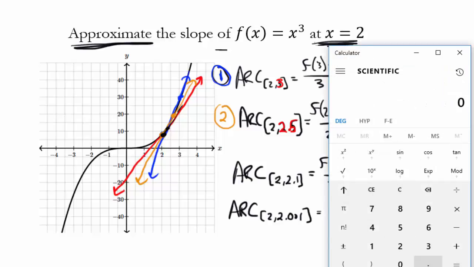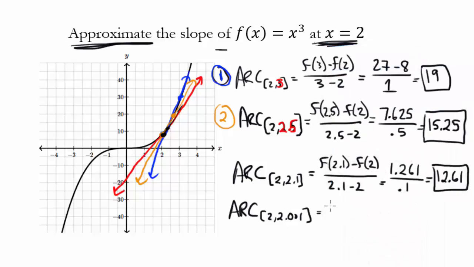So we have 2.001 quantity cubed. Wow, look at that number. That's pretty close to 8, right? And we're doing that subtracted by 2 cubed. This is our change in y, our f of b minus f of a. So now I have this number, 0.012006, and so on.